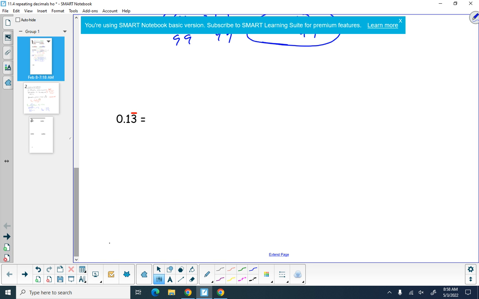Take a look at another one. 0.13 repeating. Now the only decimal place that's repeating is just the 3. Now, if we multiply both sides, go back to what we did at the beginning, multiply both sides by 10. If we multiply both sides by 10, do we have matching of decimals that will cancel?